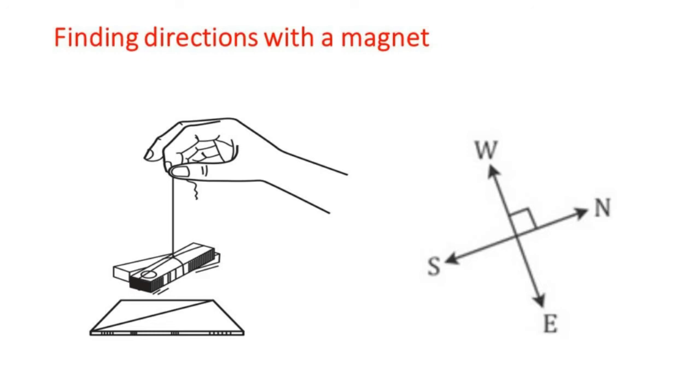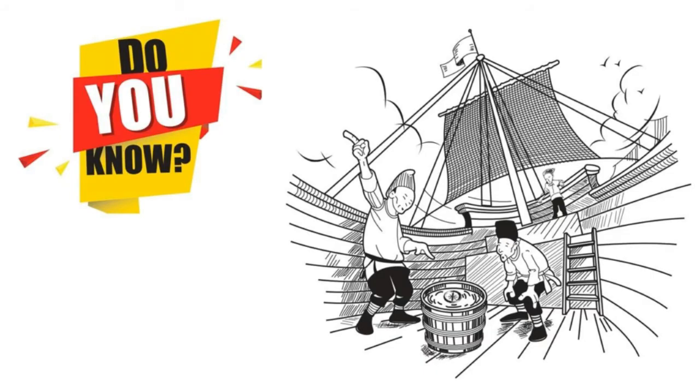This is roughly the north-south direction, isn't it? The end of the magnet that points to the north is called the North Pole. The end that points to the south is called the South Pole. A freely suspended magnet always comes to rest in the north-south direction. Do you know the directive property of magnets has been used for centuries to find out directions?